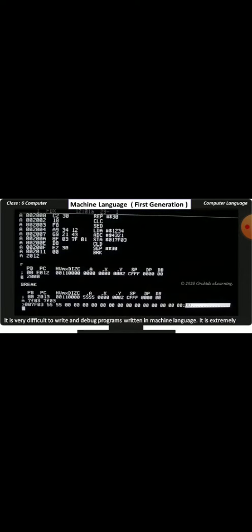But understanding and learning machine language is a tough and time-consuming process. It is very difficult to write and debug programs written in machine language. It is extremely machine-dependent. A machine language program written on one computer may or may not run on another computer. Because of this, very few people opt for specialization in machine language. That is why machine language is also regarded as a low-level language.